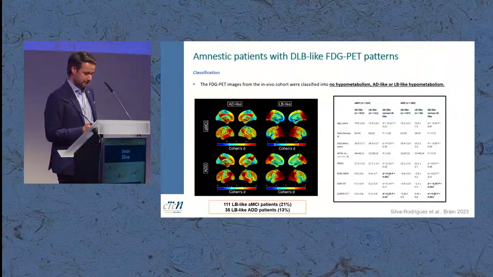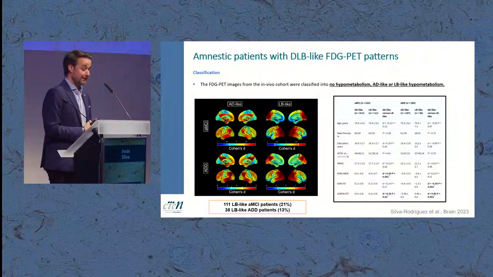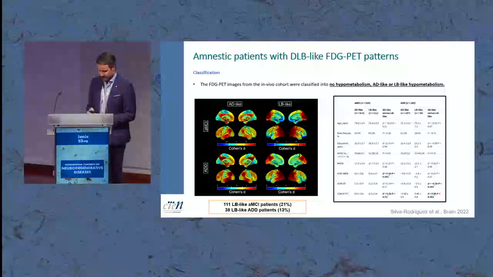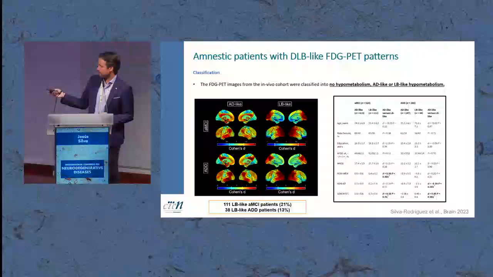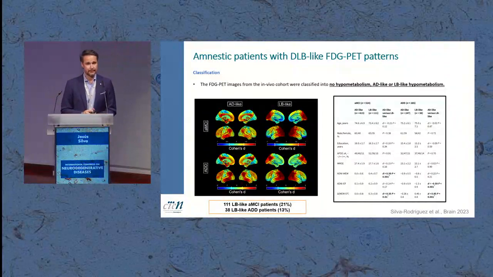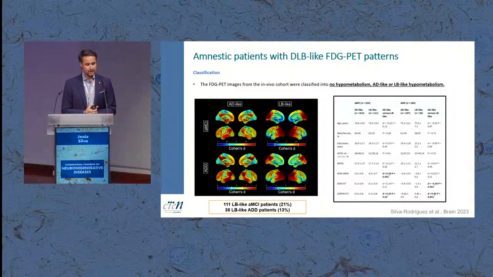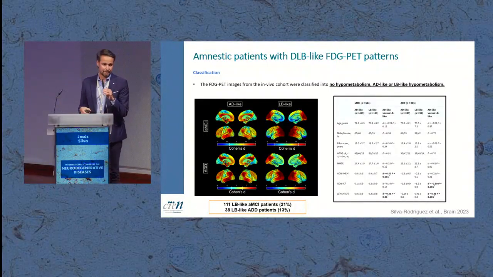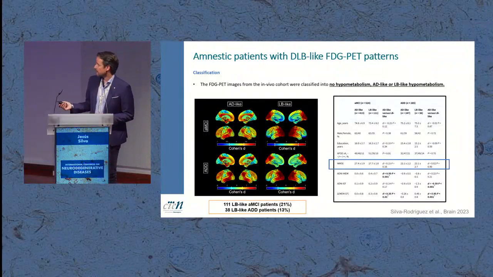Going to our DLB study, we did a very similar classification, and we observed that from 10 to 20% of our clinical cohort, including both the MCI and AD patients from previous studies, showed a pattern of hypometabolism that was consistent with DLB.